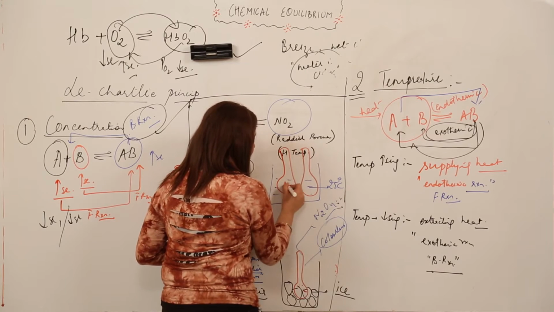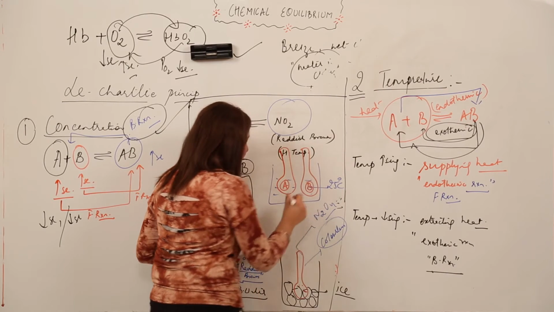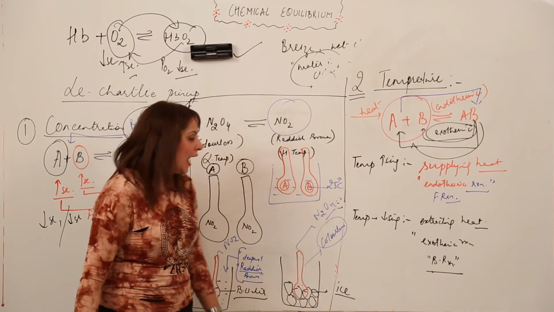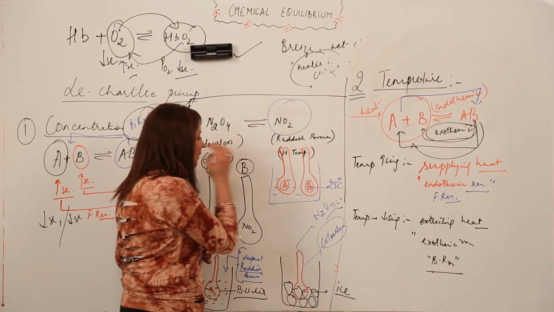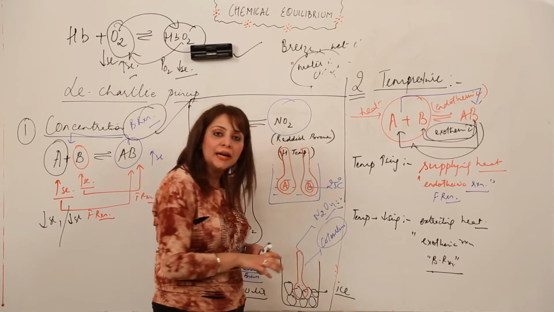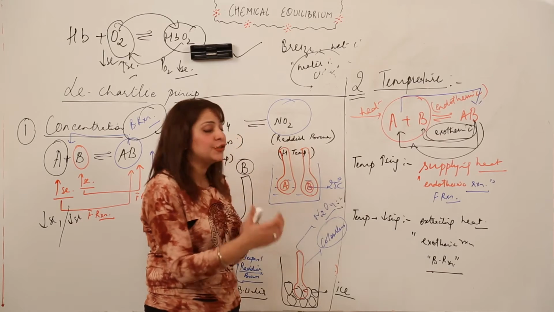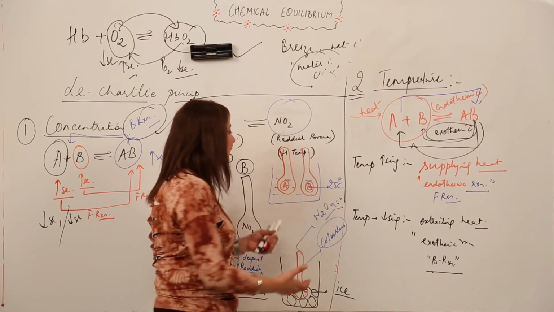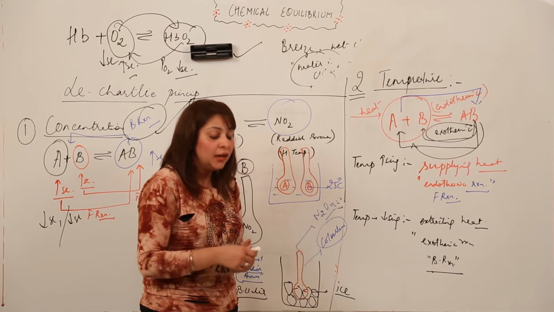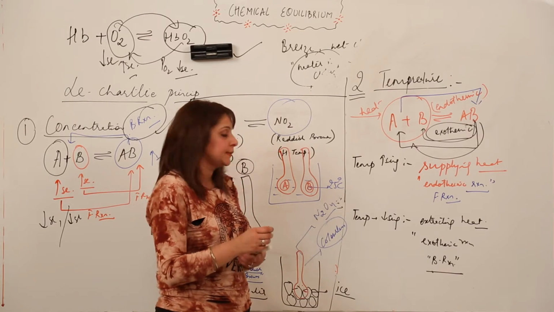So this is my vessel A and this is my vessel B. This I removed from the boiling water and this I removed from the ice. Earlier, A had a deep reddish brown color and B was almost colorless, right? So what observation am I going to see when I keep them in the container which contains water at 25 degrees Celsius?